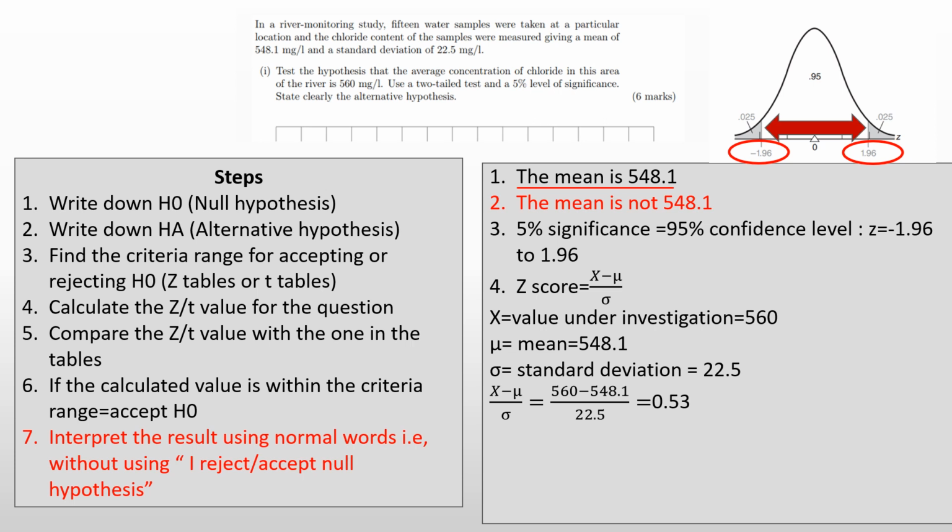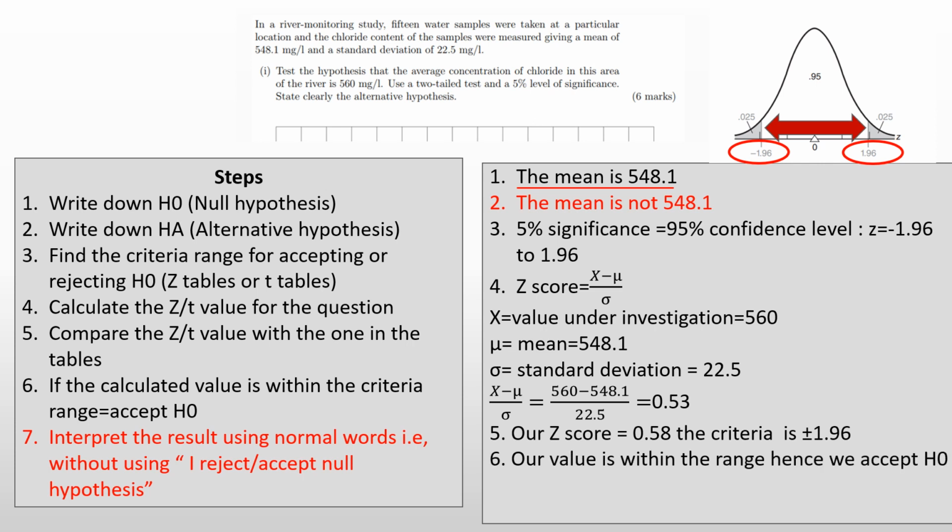So in this case, we go to number 6. If the calculated value is within the criteria, so if the calculated value is within minus 1.96 and 1.96, we accept H0. In this case, our value is actually within that range. So 0.53 is somewhere here, right? This is 0, these are negative, and these are positive values. So our value is somewhere maybe here. That means it's within that range, and if it's within, we accept the null hypothesis. So our answer is: our value is within the range, hence we accept H0.